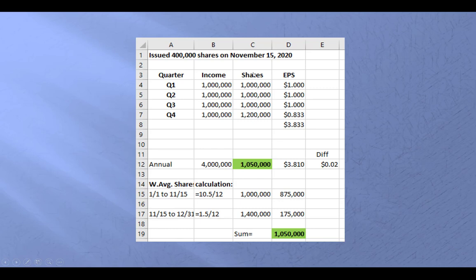$3.83. But let's look at the weighted average calculation. It's 1 million all the way until November 15th. So, for ten and a half months, 10 and a half, and it's 10 and a half to November 15th.